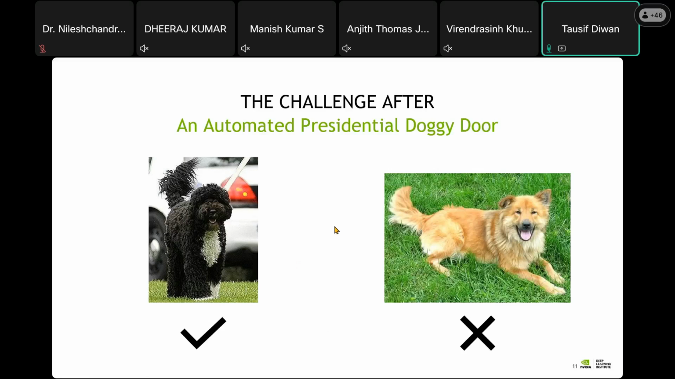We have a model which can classify: this is a dog and this is not a dog. We can fine tune the parameters of the model so that it can identify or detect specific types of dogs. That is nothing but transfer learning.